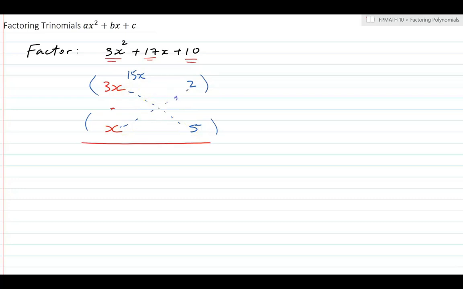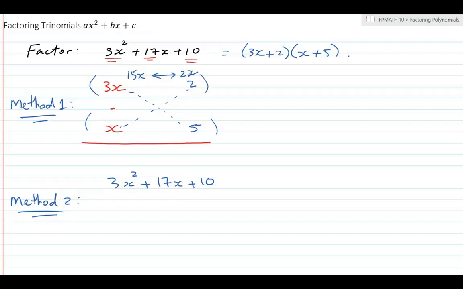And then we do the same thing with the 2. That would give us 2x. When we add these two guys, what do we get? 17x. Okay. So we got the factors: 3x plus 2 and x plus 5. Now, this is one method of doing it. There's another method. It's called factor by grouping. I'm going to show you guys that as well.